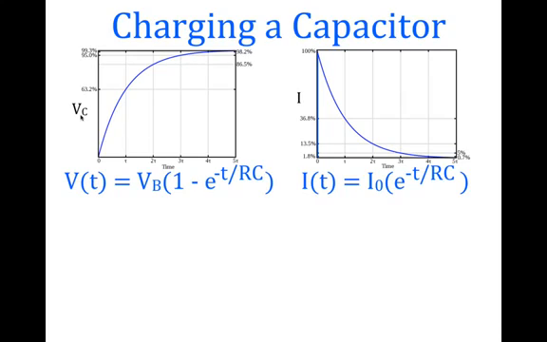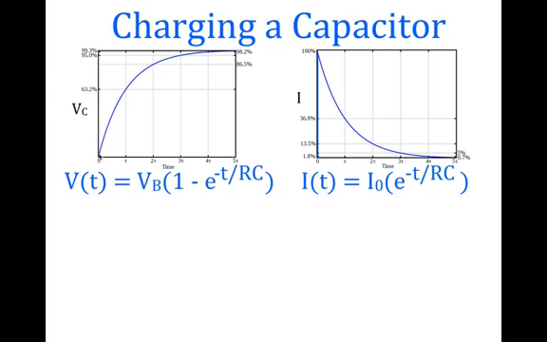This graph is a graph of the voltage across the capacitor with respect to time. This graph is a graph of the current through the circuit with respect to time. Now, you should notice here, first of all, that the time in each case for the voltage and for the current is not expressed in minutes or seconds or some absolute time. It's simply expressed in time constants. 1, 2, 3, 4, 5 time constants.